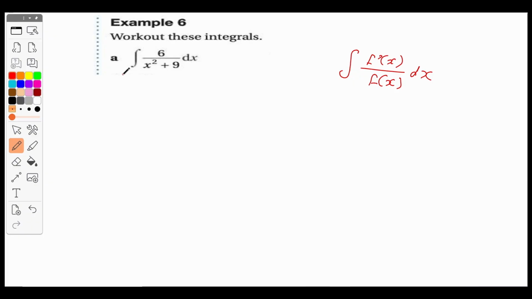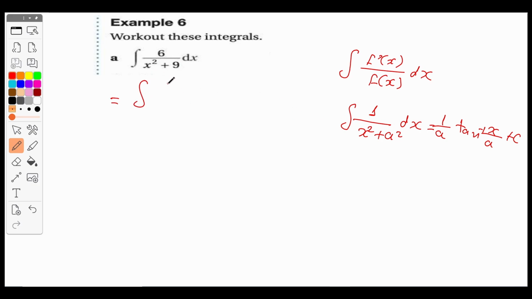This is another one, as we have studied in the previous topic, lesson 4. Do you remember? The integral of 1 over x squared plus a squared dx is 1 over a tan minus 1 of x over a plus c. So we have to use this formula here.